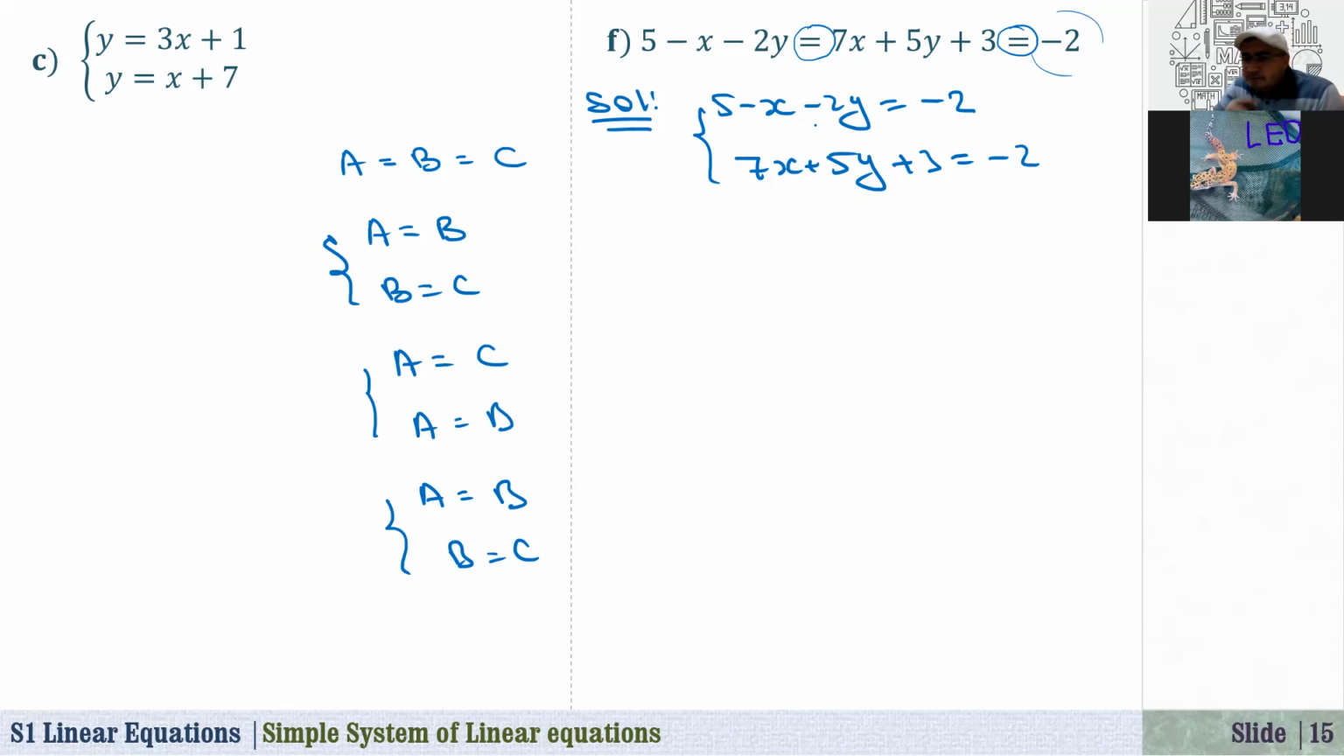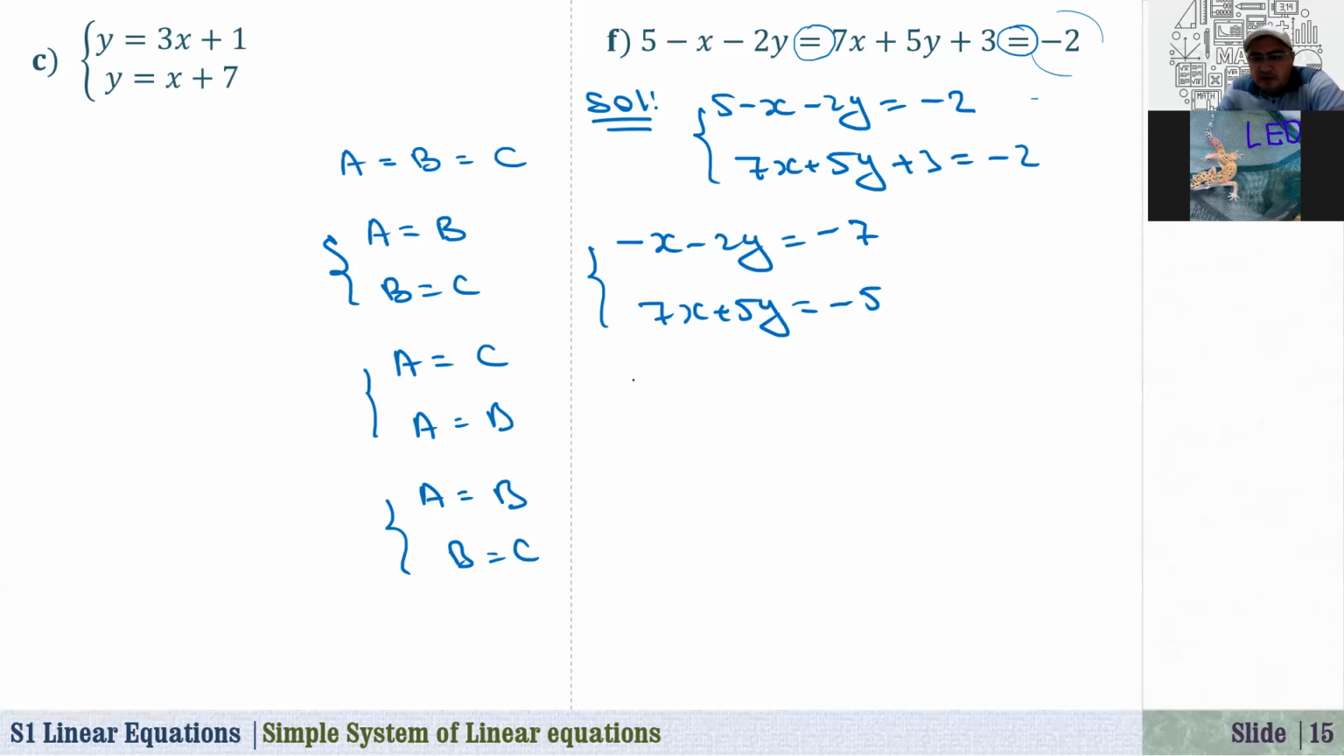So for the first one, if you take this 5 to the right-hand side, we have minus x minus 2y equals negative 2 minus 5, that is negative 7. The second one, 7x plus 5y is equal to, taking it to the right-hand side, negative 2 minus 3, that's equal to negative 5. Now it's easy to eliminate x, right? Let me multiply both sides of the first equation by 7.